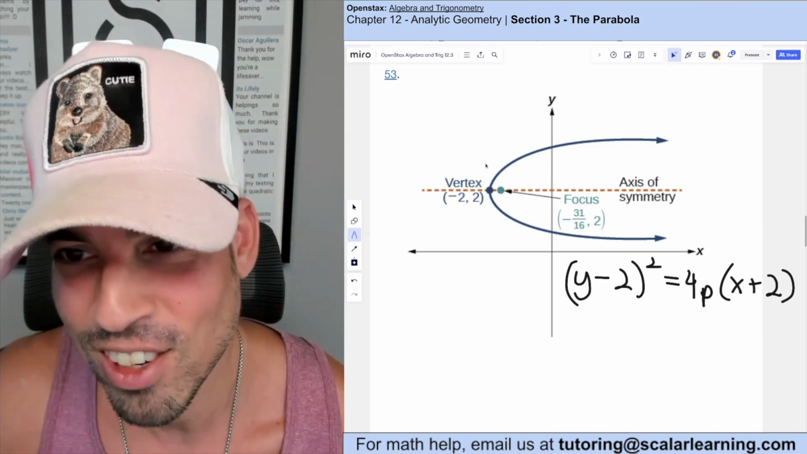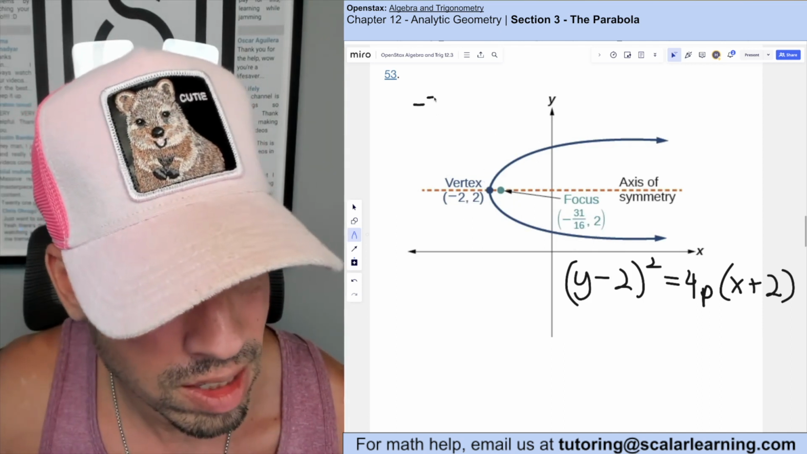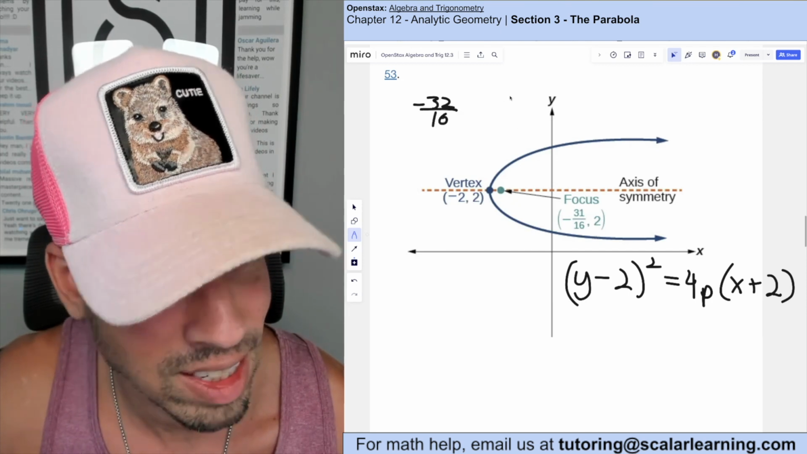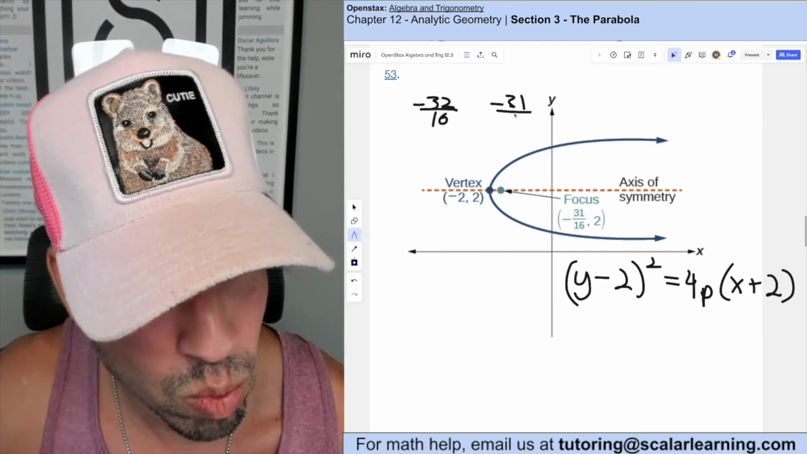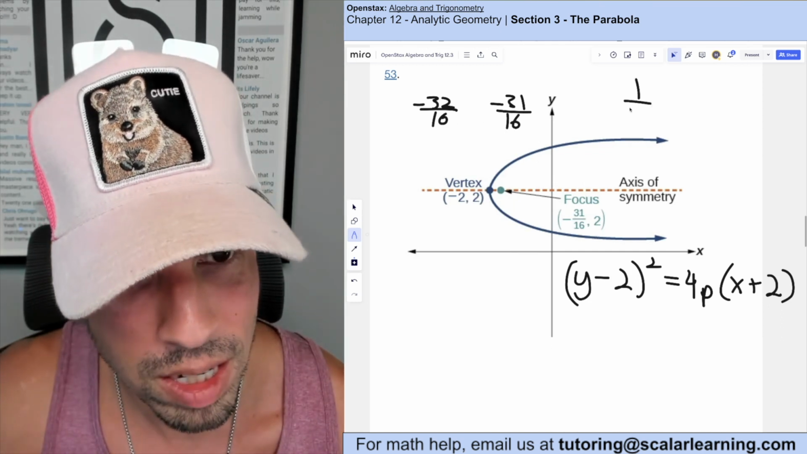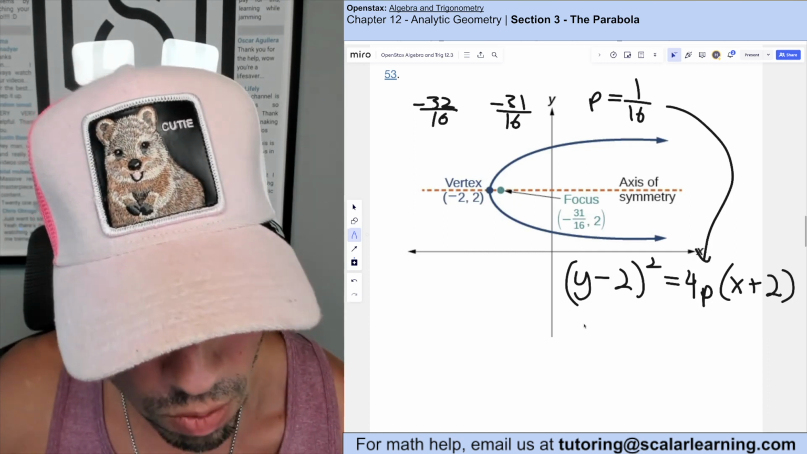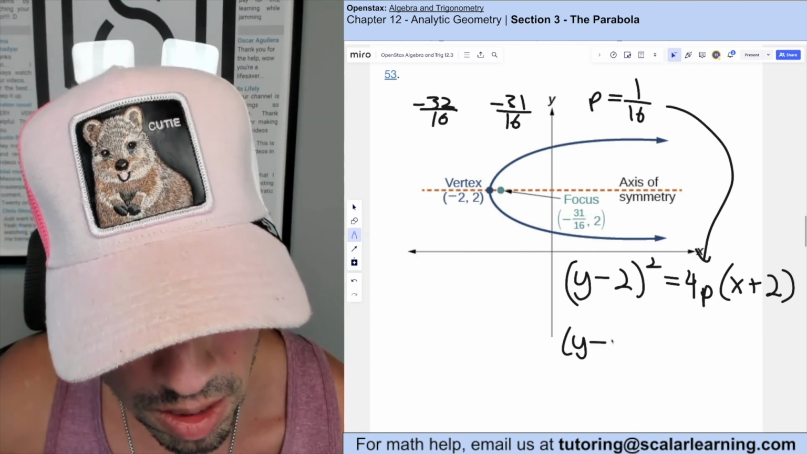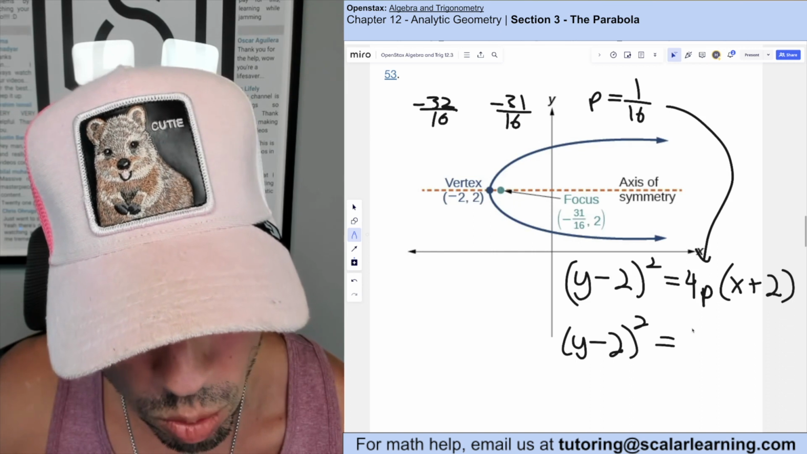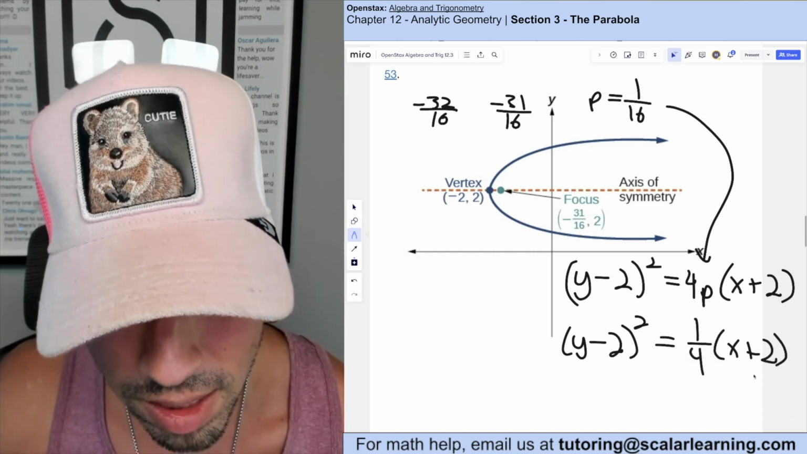So these are crazy fractions, right? So negative 2, we could rewrite that with the common denominator. That's negative 32 over 16. And then to go to negative 31 over 16, what is that? It's adding 1/16. So p is positive 1/16. So we plug it in here. 1/16 times 4 is 1/4. So our final answer is y minus 2 squared equals 1/4 times x plus 2. That's how you do it.